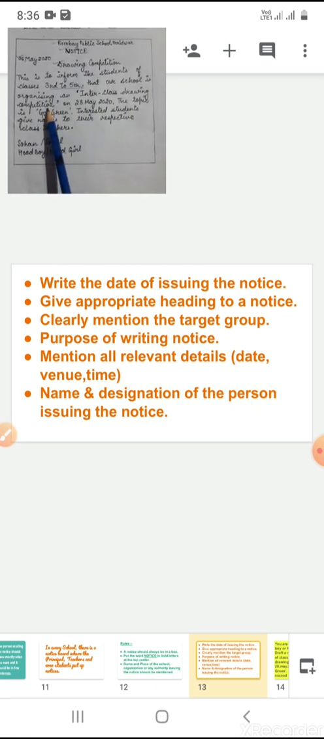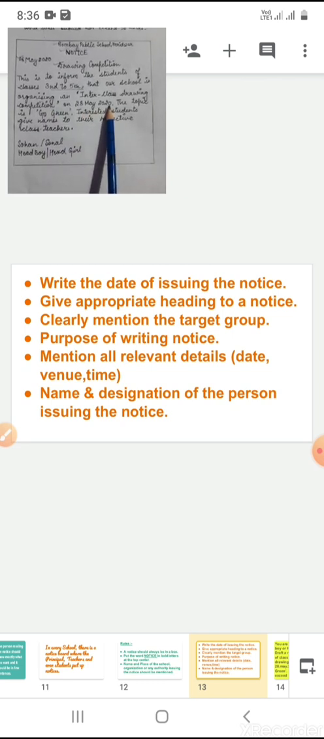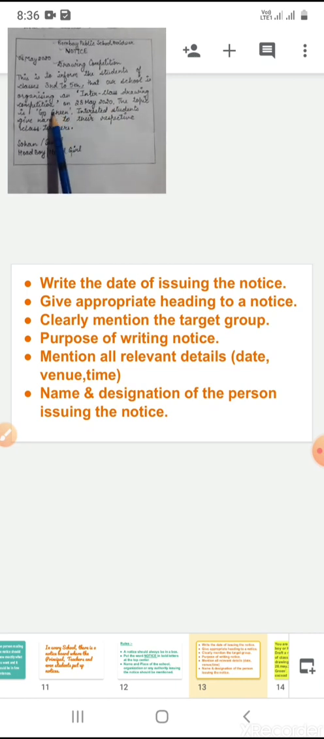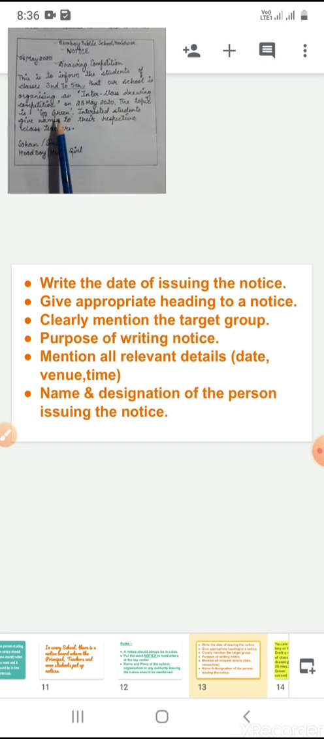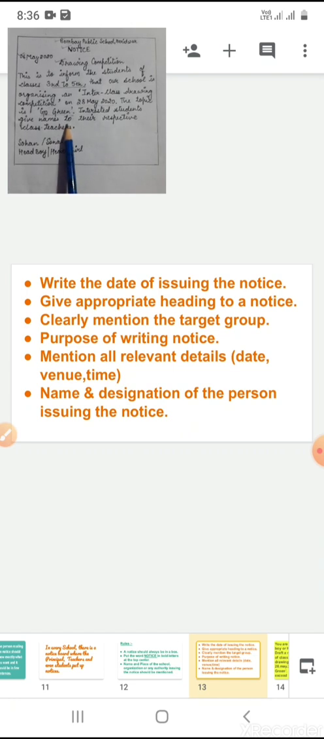When? Mention the relevant details. When? On 28th May 2020. The topic is Go Green. If the topic is mentioned in the question, then you will write down the name of the topic. The topic is Go Green. Interested students give their names to their respective class teachers. This is also a very important detail: if the students of class 3rd to 5th are interested in this competition, they should give their names to their class teachers.